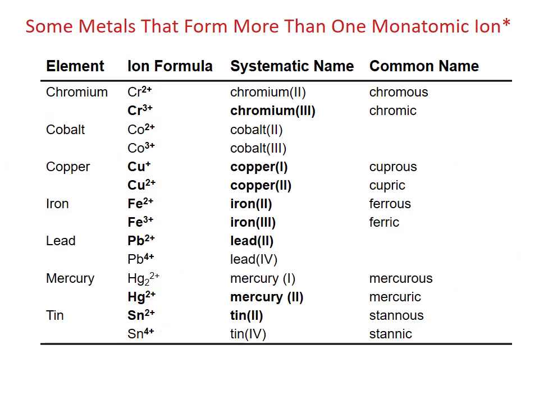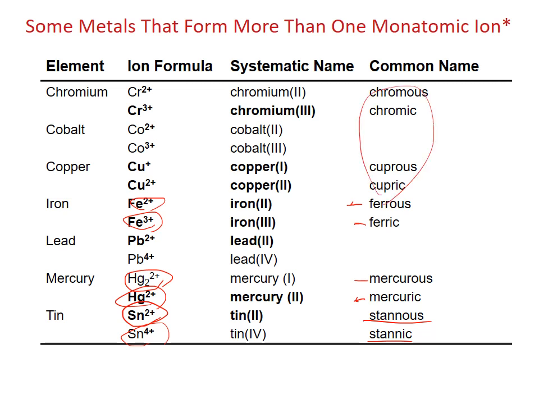Again, in this table, we show that for variable charged ions, sometimes they have common names. So tin 2 plus, stannous, and tin 4 plus, stannic, and mercury 2 plus, mercuric, and mercury 1 plus, mercurous, and iron 2 plus, ferrous, iron 3 plus, ferric. Okay, so you can keep going.